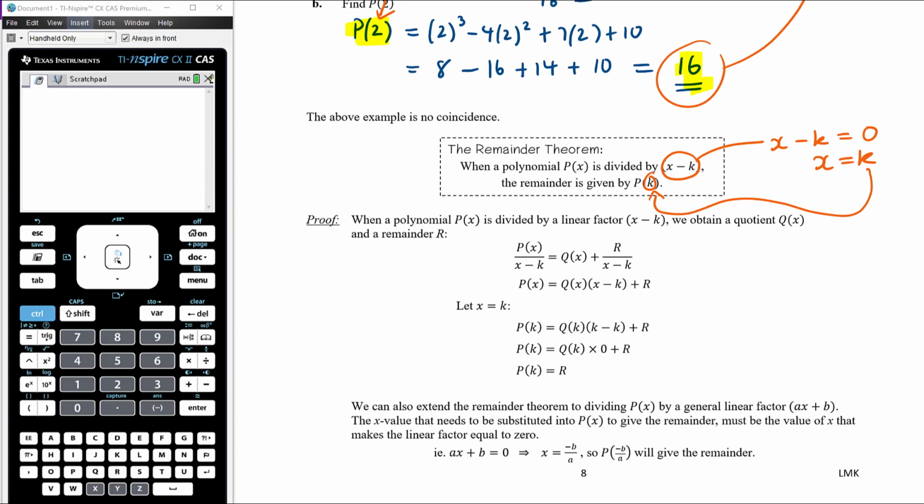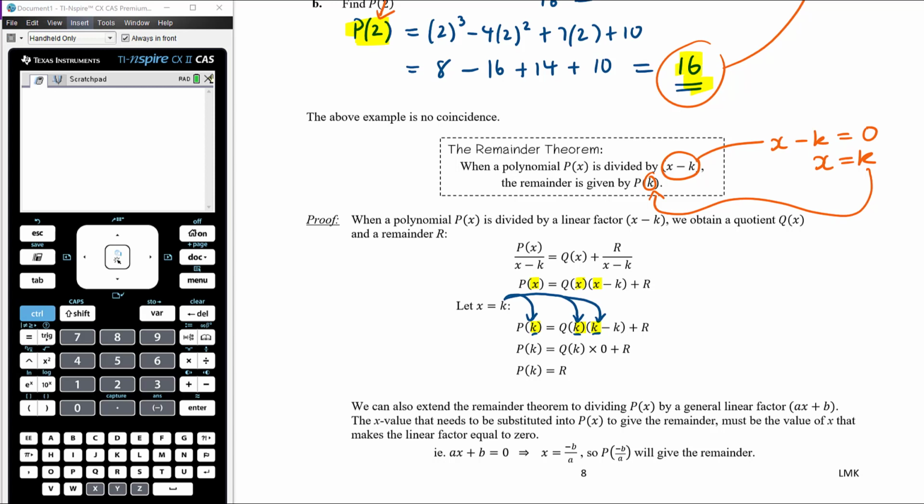Now, if we were to let x equal k, which is what we're saying we need to do if we want to work out the remainder, we need to sub x equals k into the polynomial. So we get p of k, okay? Which means we're going to sub k in place of all the x's. So it's q of k, k minus k. Okay, so that was where our x's were in the original. So we've taken the x's up here and replaced them with k's.